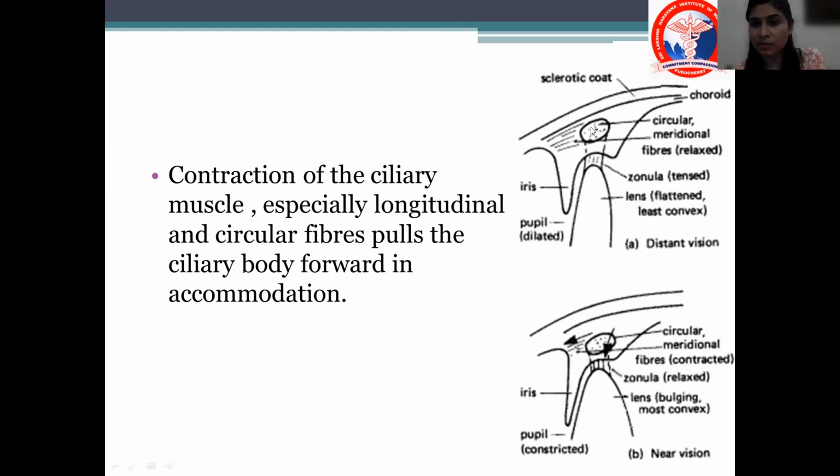See, this is the circular fiber. These are the meridional or radial fibers. These zonules are tensed now. The lens is flattened. Now these fibers are relaxed. The zonules are tensed and the lens is least convex and flattened. This is for distant vision.